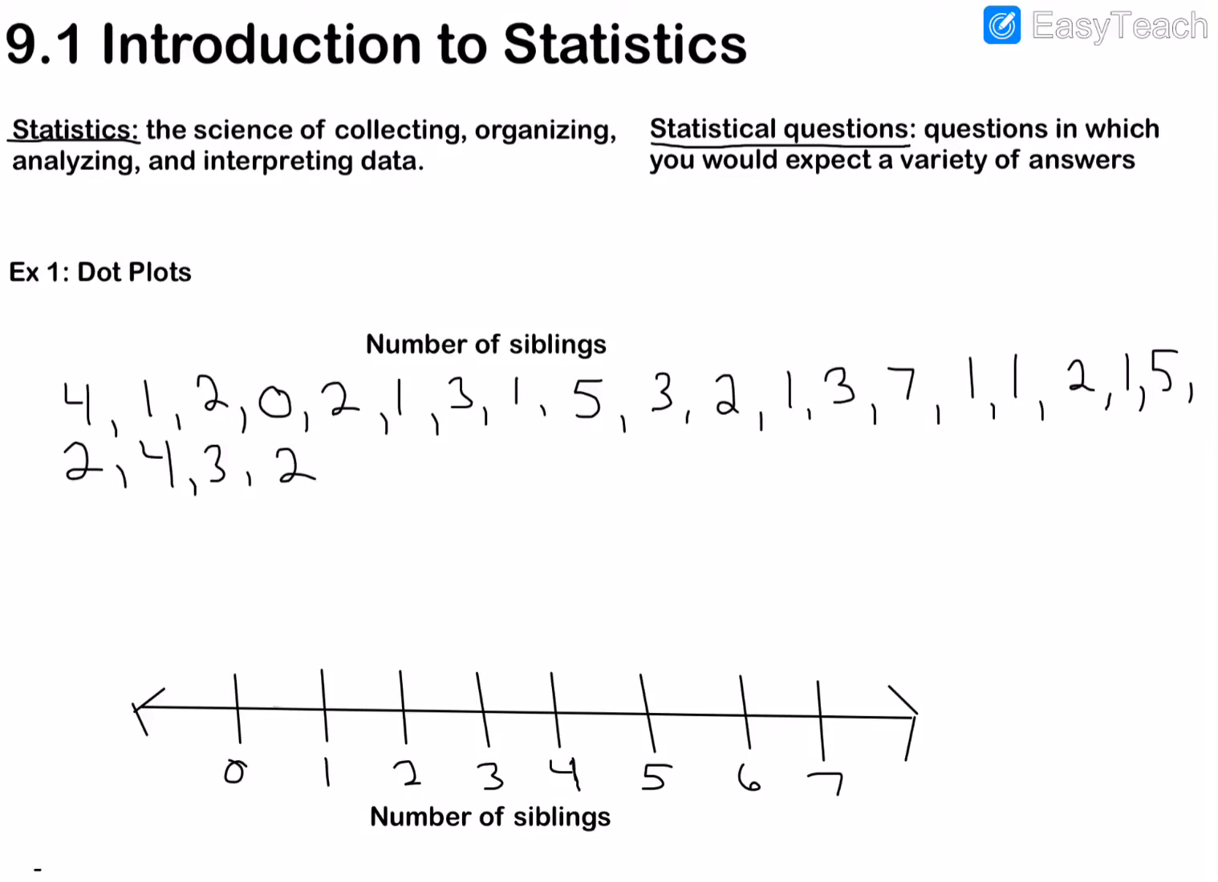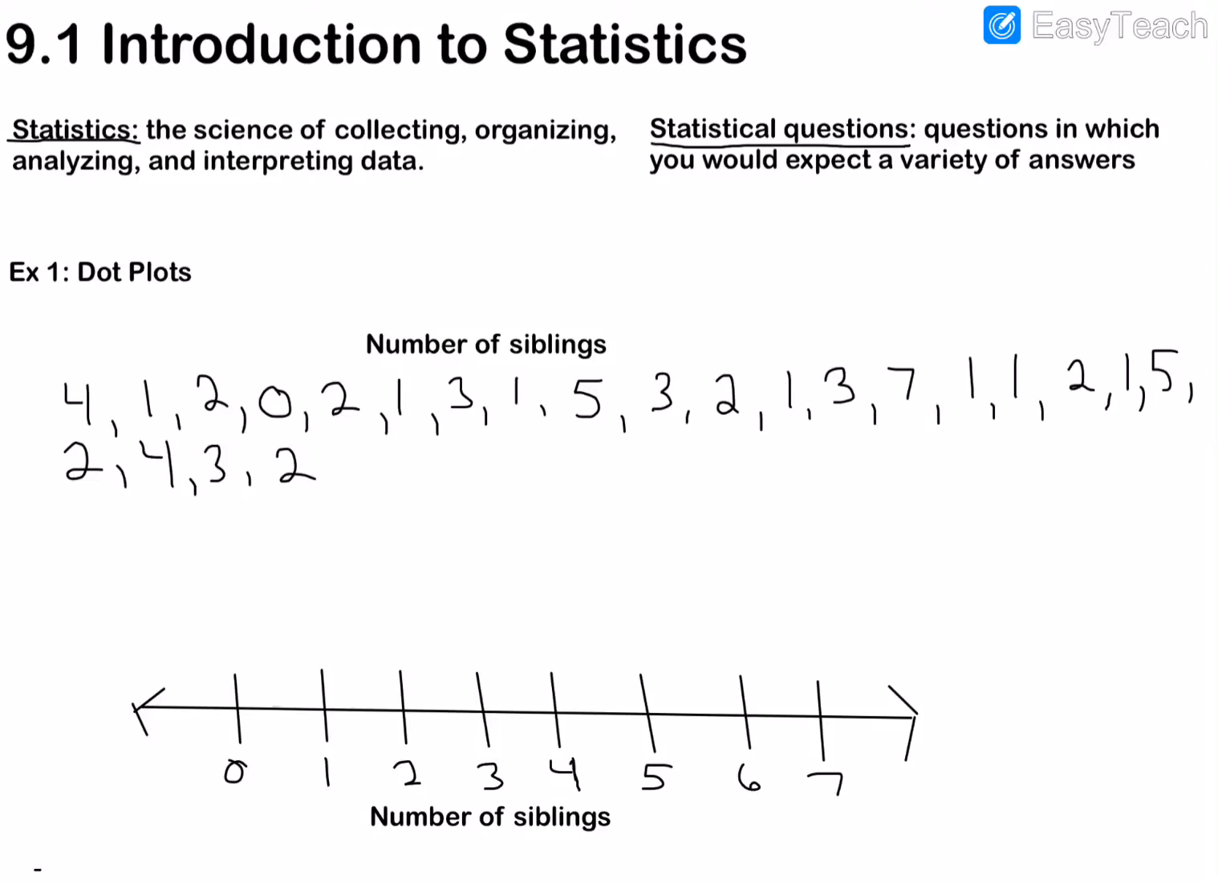Okay, so now a dot plot is just what it's called. You use dots. You will put a dot each time you get a 0, 1, 2, 3, 4, 5, 6, or 7.